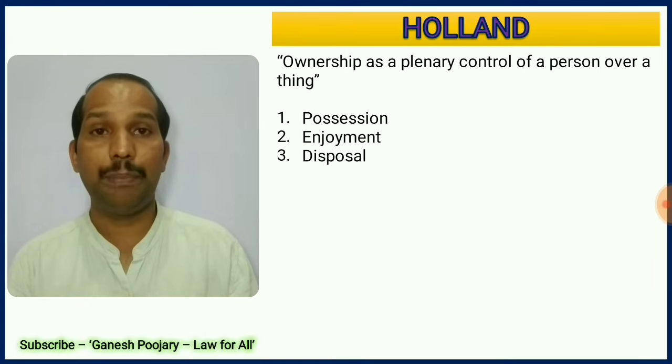The second theory I am bringing is from Holland, which is very easy. He says ownership is a plenary control of a person over a thing. He brings three important aspects, that is possession, enjoyment and disposal. If a person can have possession, and he can enjoy such thing, and if he can dispose of such thing, then he is the owner of that particular thing. That is all about Holland's theory. Then let us move to the most important theory, which is coming from Salmond, in my next slide.